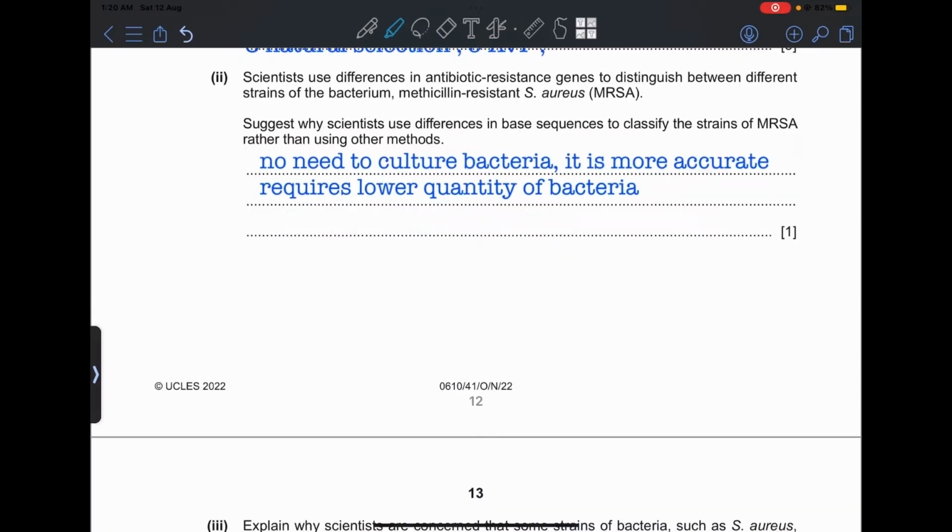Double I, scientists use differences in antibiotic resistance genes to distinguish between different strains of the bacterium MRSA. Suggest why scientists use differences in base sequence to classify the strains of MRSA rather than using other methods. This is because it is actually more accurate, and you do not need to have a large quantity of the bacteria. So this is something good if, for example, the bacteria is extinct, or there is no large amount of this bacteria available, and there is no need to culture the bacteria. So again, this leads us to the last point.